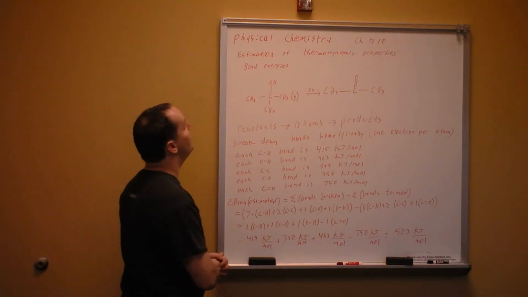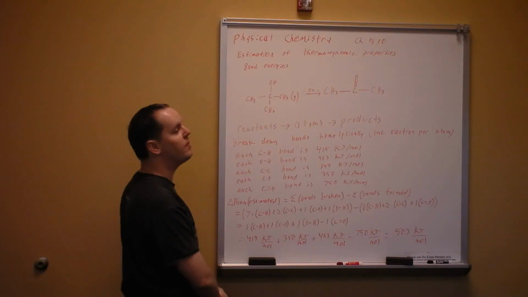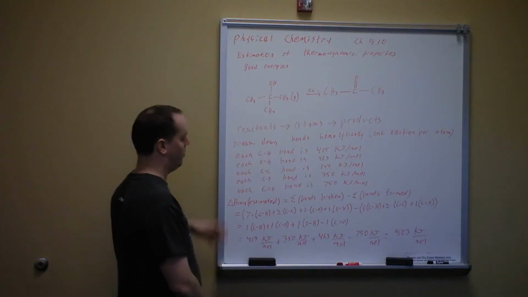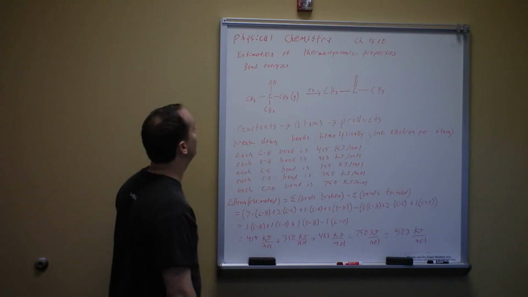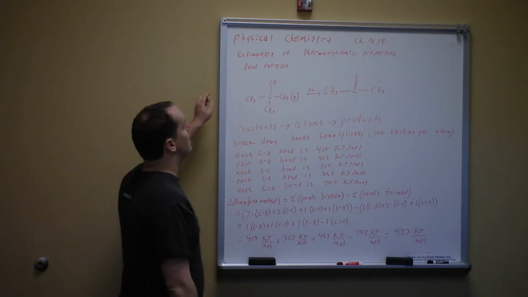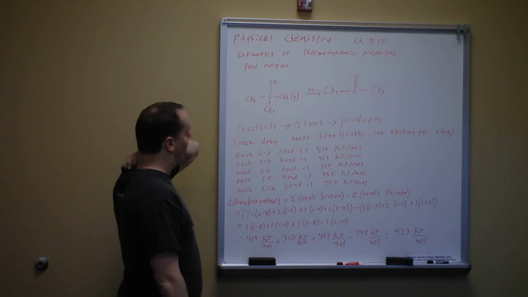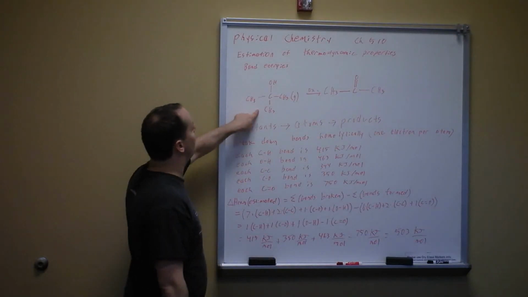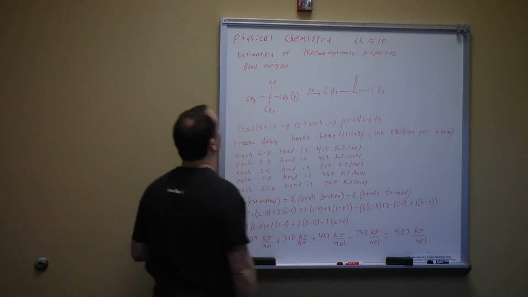This is Physical Chemistry. This is the end of Chapter 5, all of section 10. This is the end of everything. Chapter 5, section 10. So we're estimating thermodynamic properties. What we're going to do is estimate from the bond energies. For example, let's say we're going to go from this alcohol to this ketone.